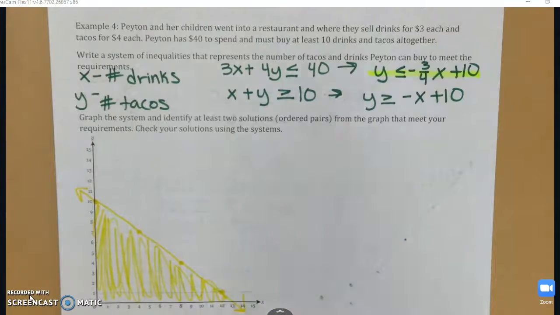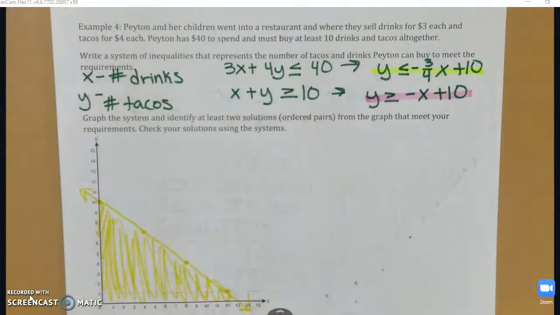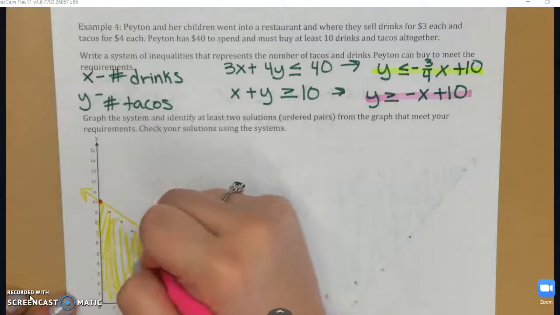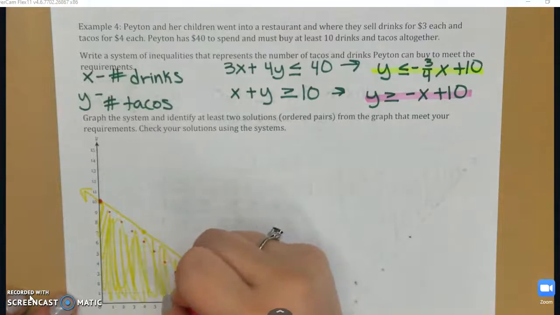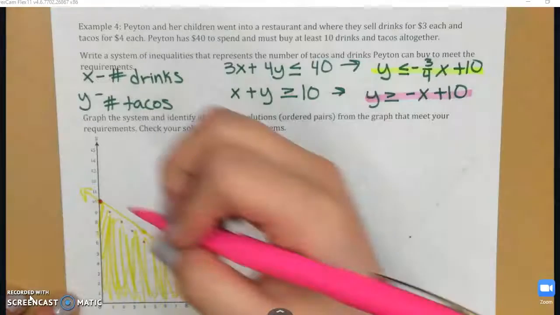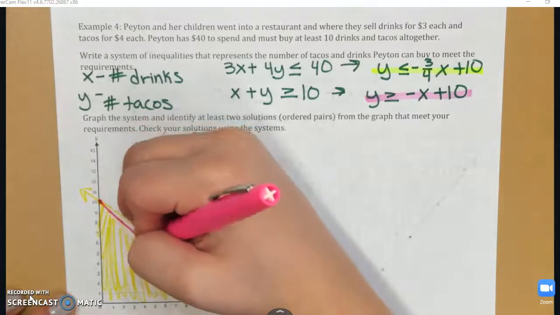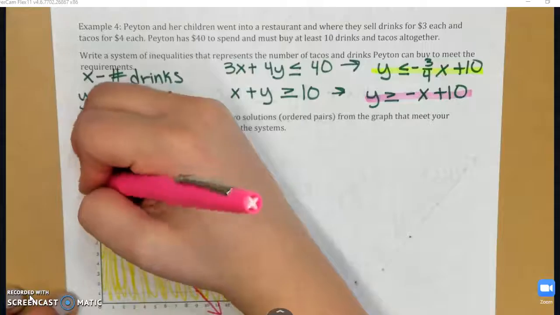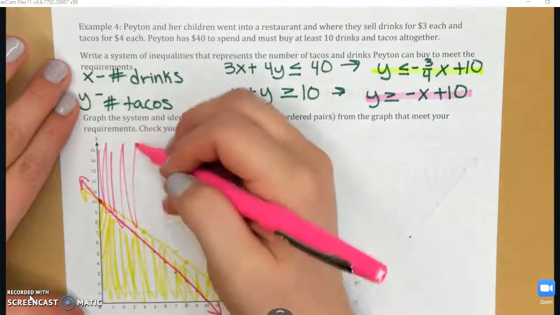I am going to graph the second one in pink. Again, my intercept is 10, and this time my slope is negative 1. So down 1 over 1 all the way through. This is a solid line, and it is greater than, so I'm going to be shading above.